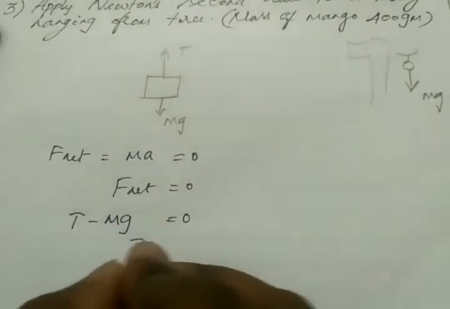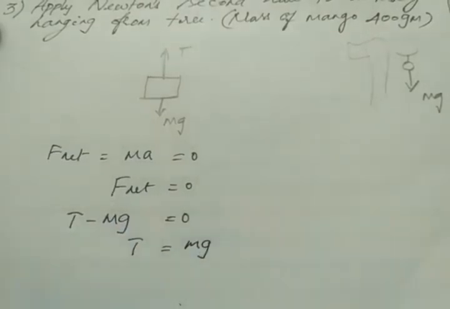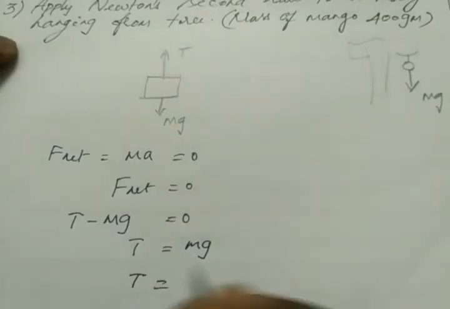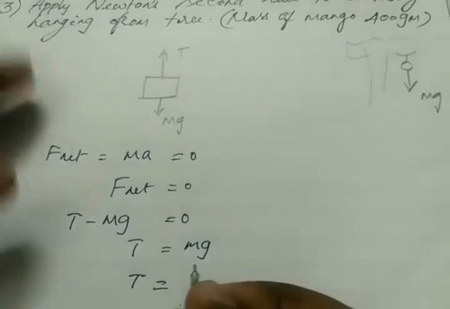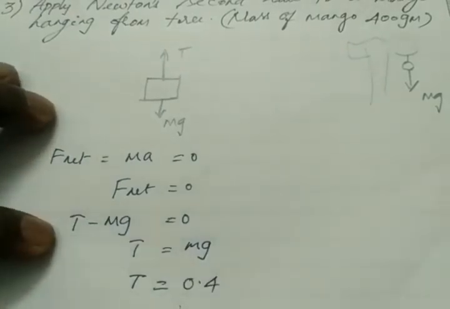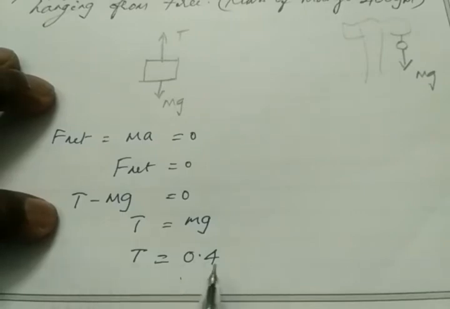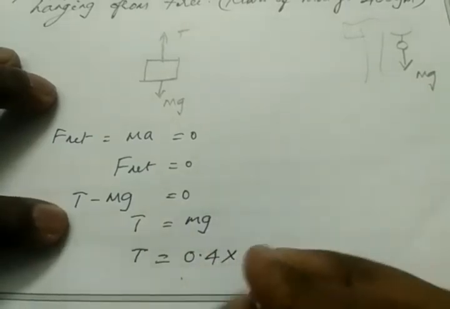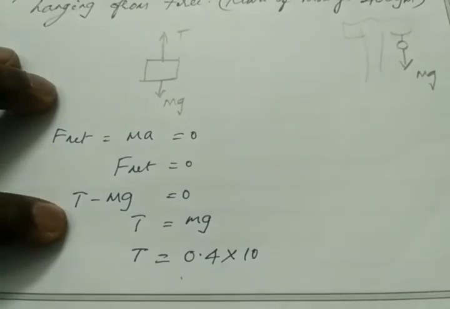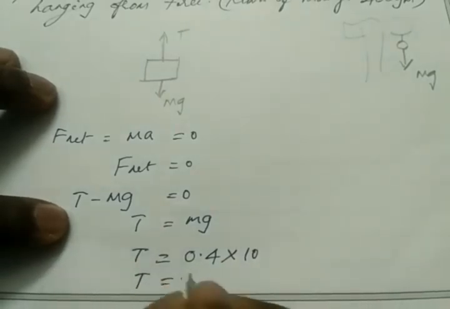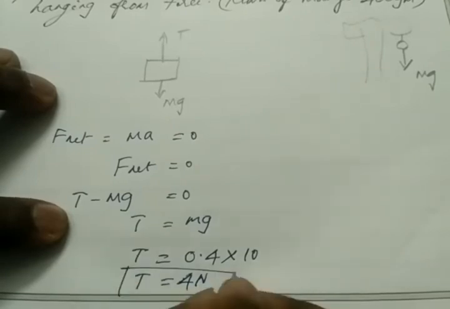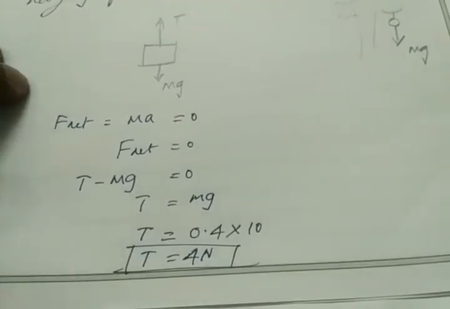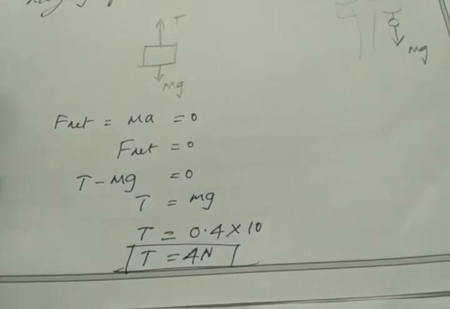Clear? So from this equation, T equals mg, and further I can write T equals, what is the mass? The mass of the mango is 400 grams, so I can write 0.4 kilogram. Kilogram is the SI unit of mass, so we have to convert it into SI unit. So 0.4 kilogram, and if I take 10 as gravity, then I get the tension force as 4 Newton. Clear? Here you have to remember that tension force always acts away from the object.